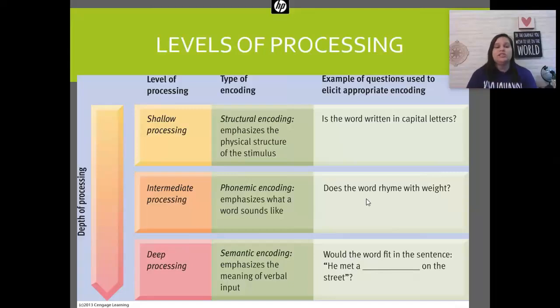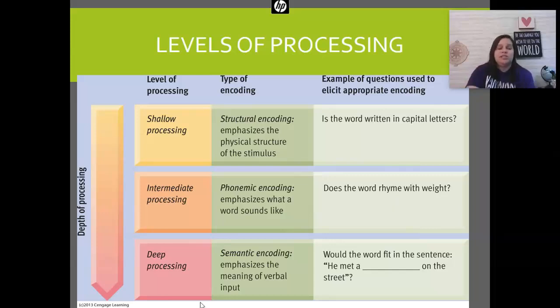We also can look at different levels of processing, how deep we process information. At a shallow level of processing, we're really just looking at the structural components. Was it written in capital letters? You could even look at what font it was in. Intermediate processing is what did the word sound like? This comes from the word phonetics, which is when you sound something out phonetically. Did the word rhyme with another word? What did it sound like?